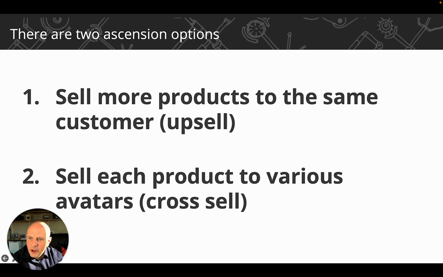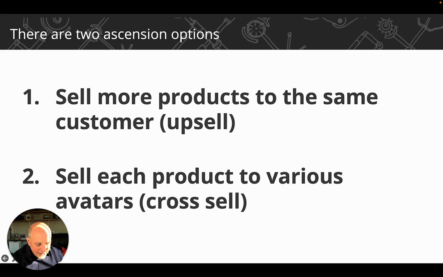Two Ascension options, right? One is to sell more products to the same customer. So this is your upsell or your true ascension pathways. You're ascending a client through your product offering. And then there's the cross sell. You're selling product to various avatars or various customers. So I'm going to take you through both so that you can get the idea of what we mean by this, right? But you're going to sell a different product to different avatars or customers, or sell more products to the same customer. Two different ways that we're talking about it.